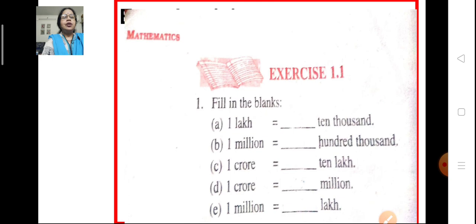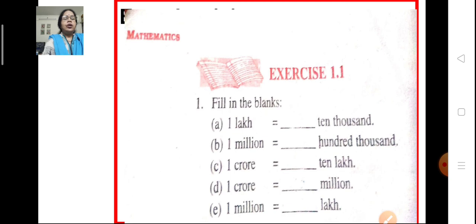So, how many 10,000s make 1 lakh? That means 10 10,000s, isn't it? And the second one, 1 million is dash 100,000s. Then 1 million is also 10 100,000s, isn't it? And 1 crore is equal to dash 10 lakh. We have done this earlier. 1 crore is how many 10 lakhs? It is 10 lakhs.